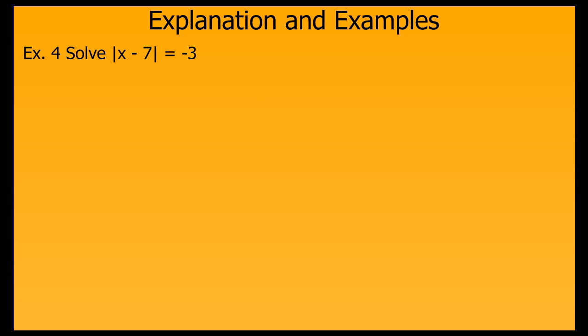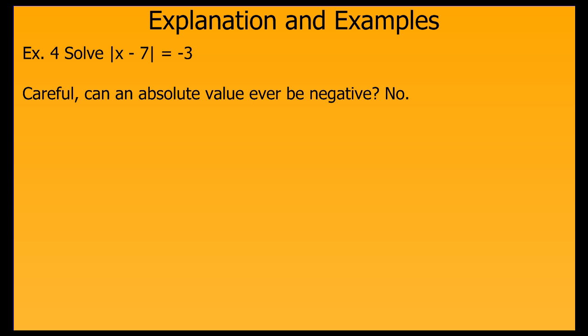Let's try one more example. This one is tricky because it's really easy to write x minus 7 equals 3 and x minus 7 equals negative 3 and then solve them, but we can't do that. Recall that absolute value always has to be either positive or 0. It can never be negative. So this equation has no solution. There is no value of x that will make this true.